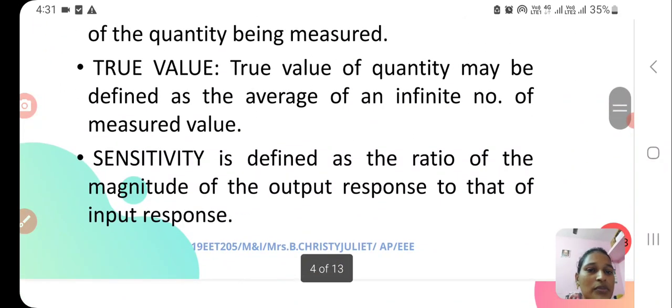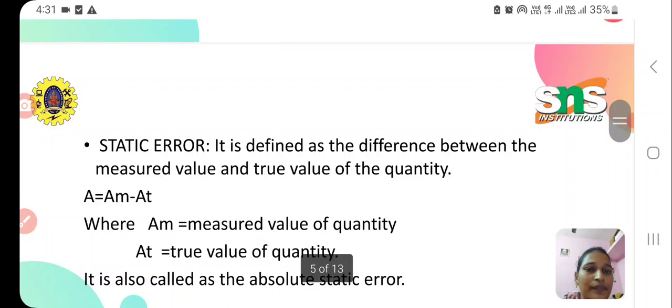Now let's see what is meant by sensitivity. It is the ratio of the magnitude of the output response to the input. Any minor change in the input should be replicated in the output also. If that is the case, then the measuring device is sensitive to all the input variations. That ratio is called sensitivity.